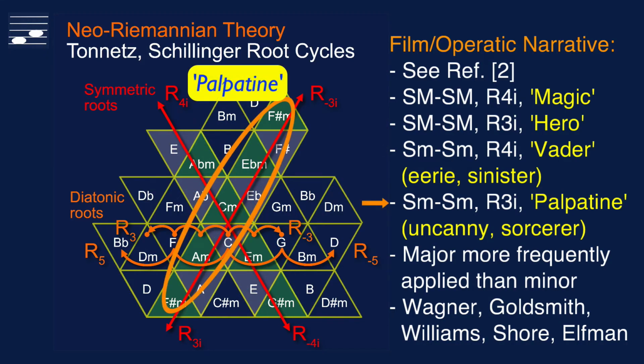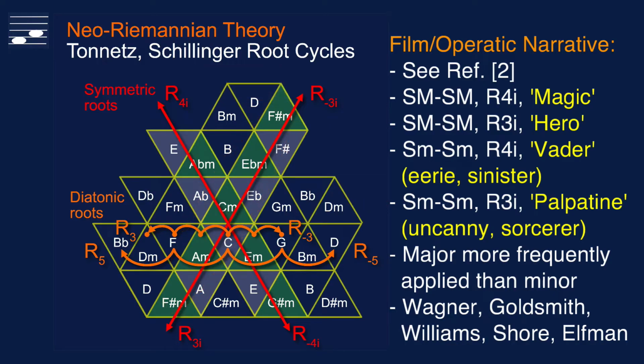At a minor third interval, there is another Star Wars music label, Palpatine, and the connotation is uncanny or sorcerer music. You'll find chromatic mediants due to compound transformations in Wagner operas and in film music by composers such as Jerry Goldsmith, John Williams, Howard Shore and Danny Elfman. And this approach has been copied many times, becoming an obligatory cliché in epic and dramatic film music.